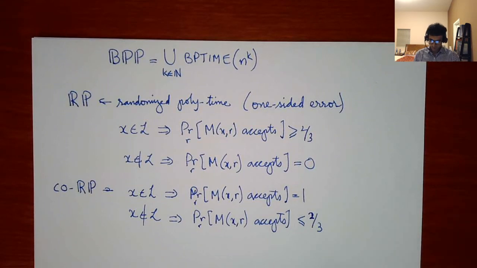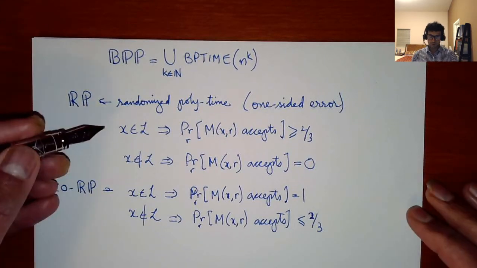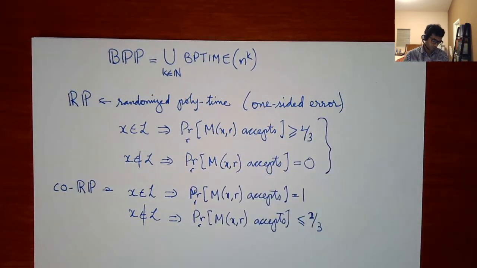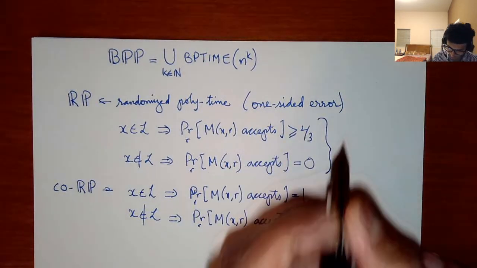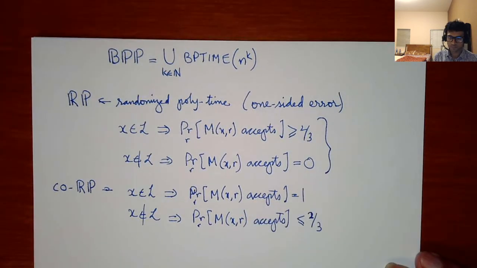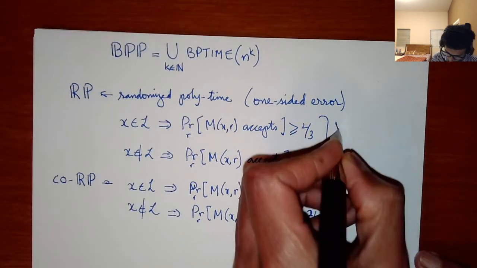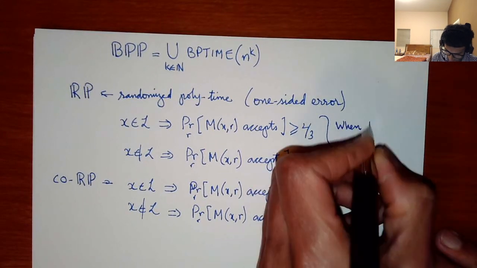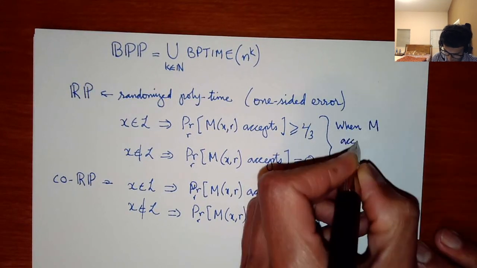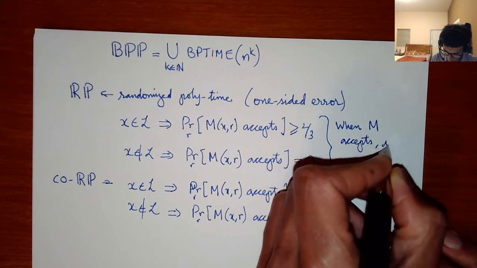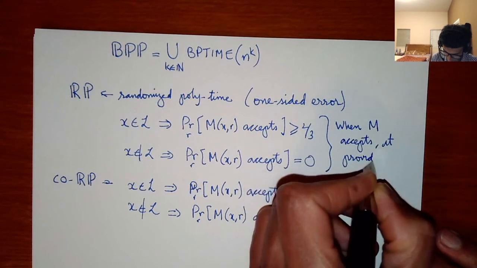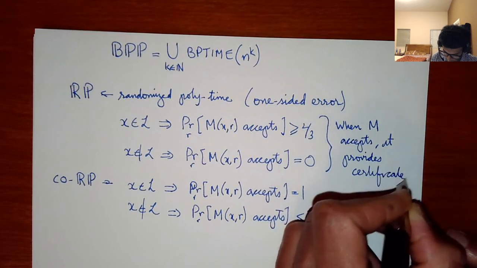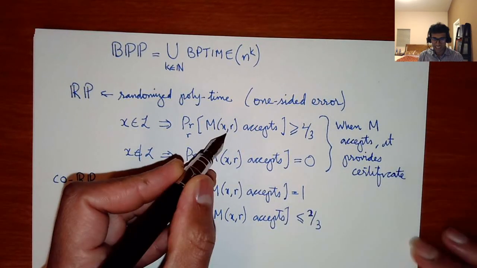What I want to say over here, another way of interpreting this, which is going to be important, is that when the M accepts, it provides a certificate. And the certificate is the random seed.